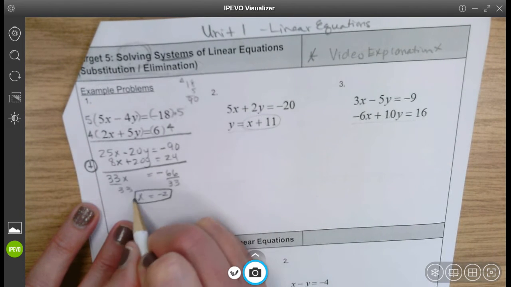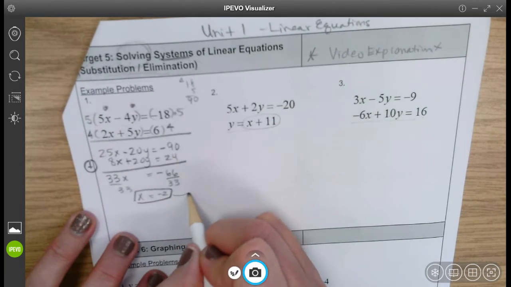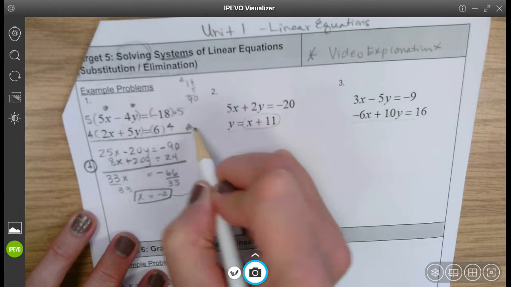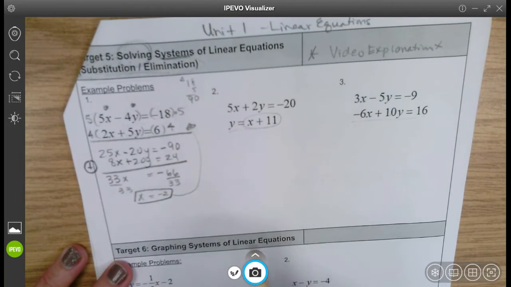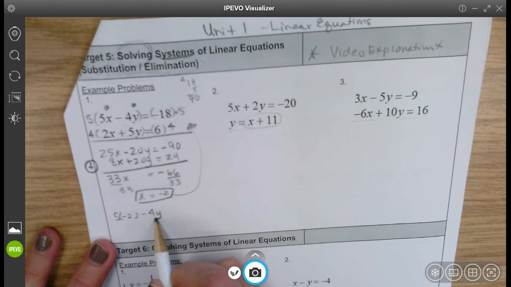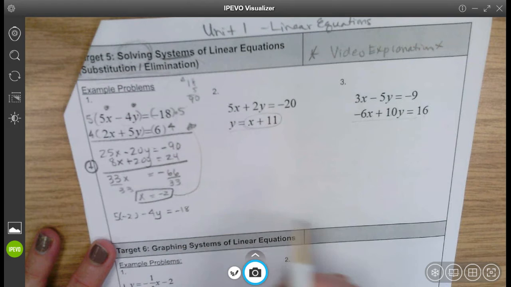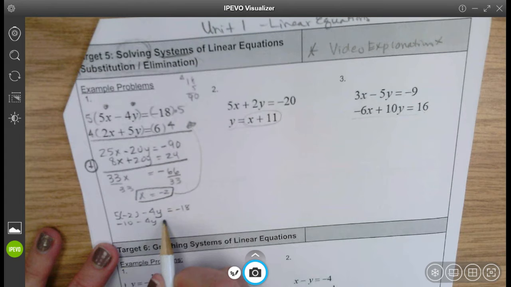I'm almost done, but since it's a system, I have 2 letters. I need to substitute back into either one of those. It doesn't matter which one. Always go to your original for safety's sake, and then you're going to work that out. So let's just go to the top one. 5 times negative 2 minus 4 times the unknown y equals negative 18. I'm just going to the smaller one because it's smaller numbers, easier to do. So we got negative 10 minus 4y equals negative 18. Move your 10 by addition. That's going to be negative 4y equals, looks like, negative 8. And that's what y equals, 2.